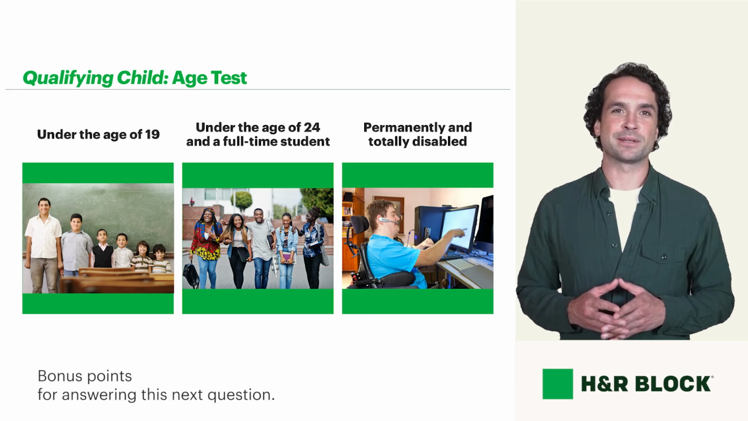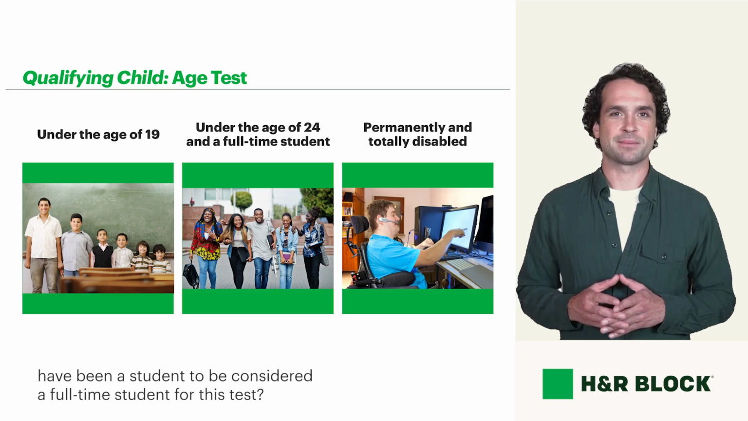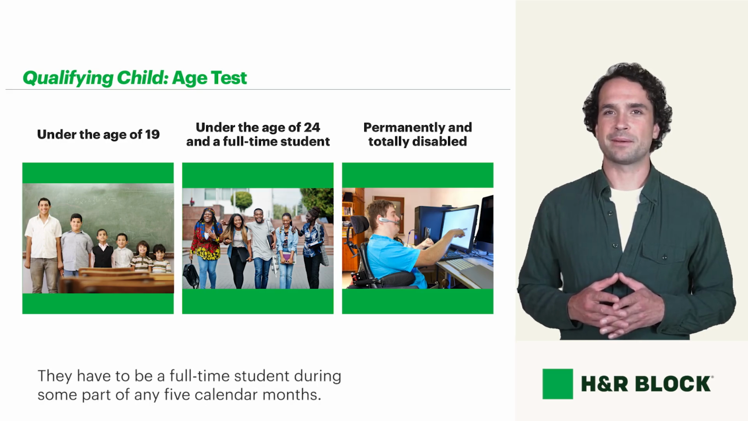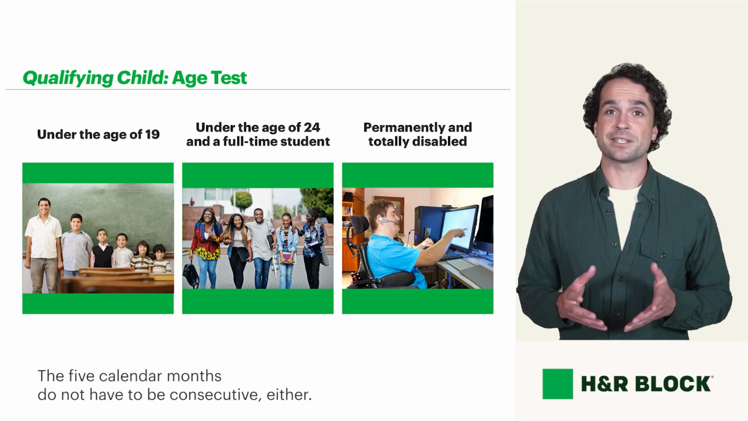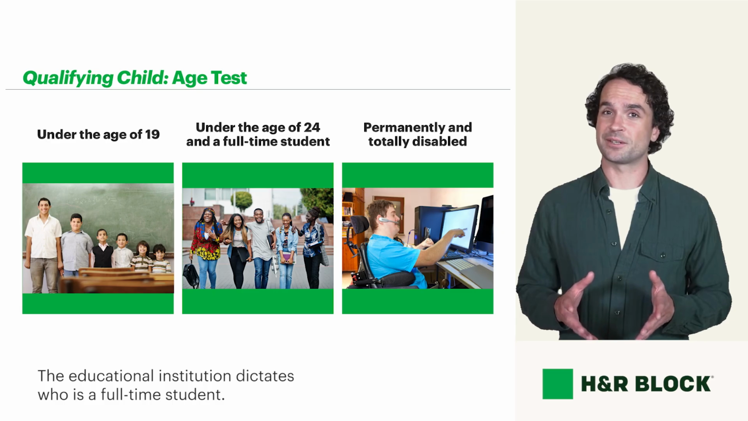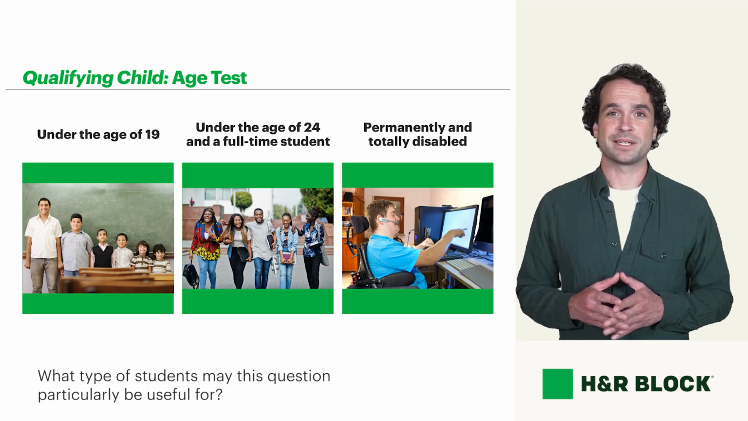Bonus points for answering this next question. For how many months must the child have been a student to be considered a full-time student for this test? They have to be a full-time student during some part of any 5 calendar months. The 5 calendar months do not have to be consecutive either. The educational institution dictates who is a full-time student. What type of students may this question particularly be useful for?